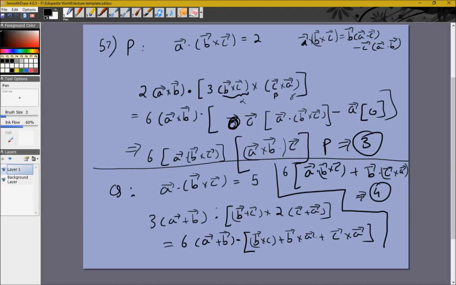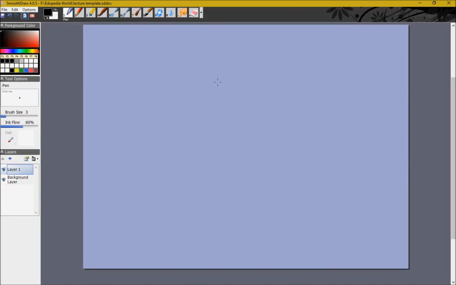So P goes to 3, Q goes to 4, which means the answer obviously is C. But let's do the other two options as well, R and S. The answer is option C because that's the only option in which P goes to 3 and Q goes to 4.